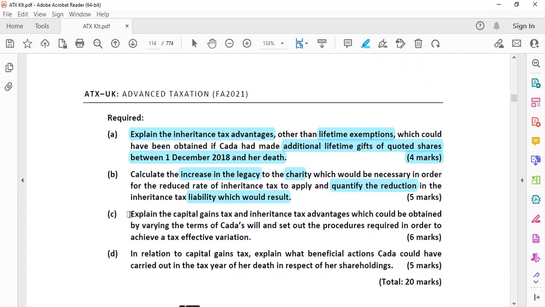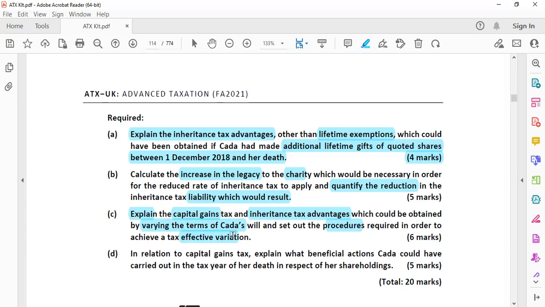The third part says to explain again the theory question: the capital gain tax implications and IHT implications which would be obtained by a variation in the will, and set out the procedures required in order to achieve a tax effective variation. First of all, let's talk about procedure. Memorize this because it might be a few-mark question. First, the variation must be made in writing. Number one. And the time limit is 2 years from the date of death.